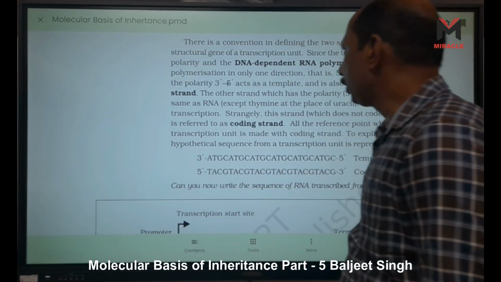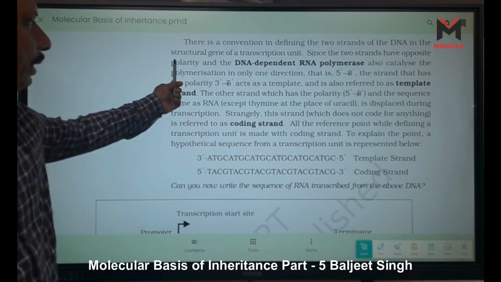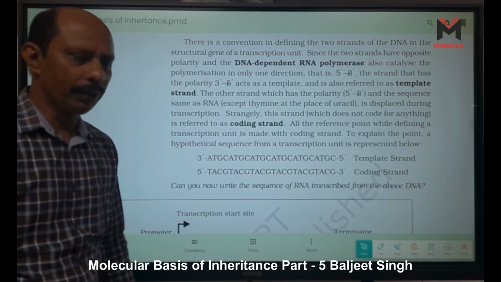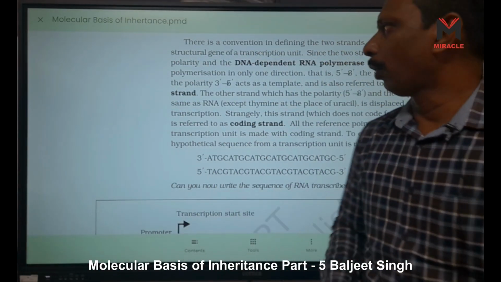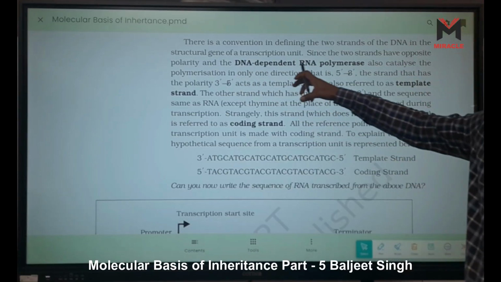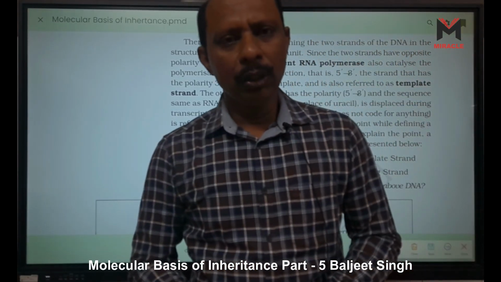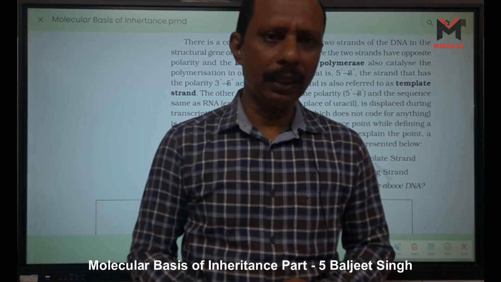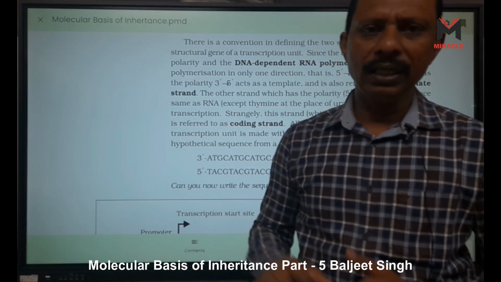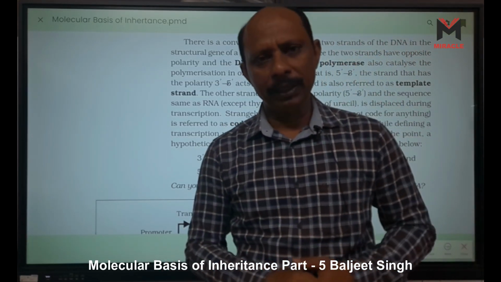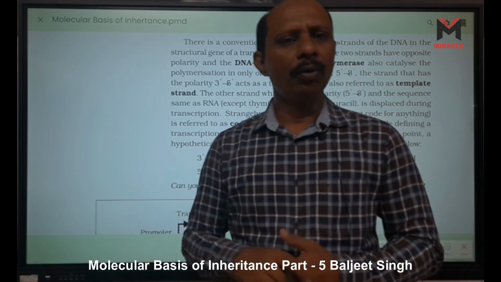Now, there is a convention in defining the two strands of the DNA in the structural gene of a transcription unit, since the two strands have opposite polarity and the DNA dependent RNA polymerase, because here RNA polymer is formed, so this enzyme is called RNA polymerase. It is totally DNA dependent because the code comes from DNA, so it is called DNA dependent RNA polymerase. In DNA replication, what is there? It is DNA dependent DNA polymerase.